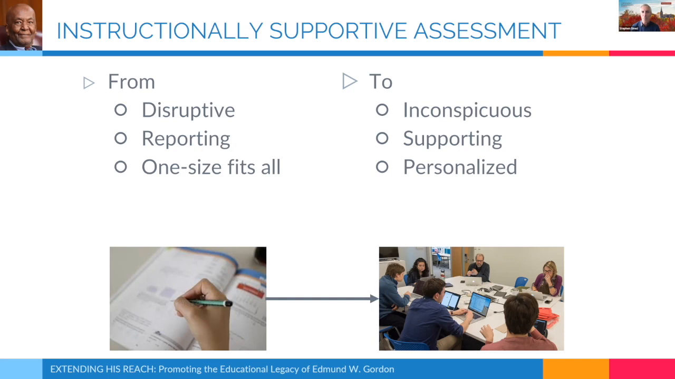So when we talk about personalized learning, we're really talking about specifically to each student. Next bullet, please. From prohibitive to interactive. So what do I mean by that?